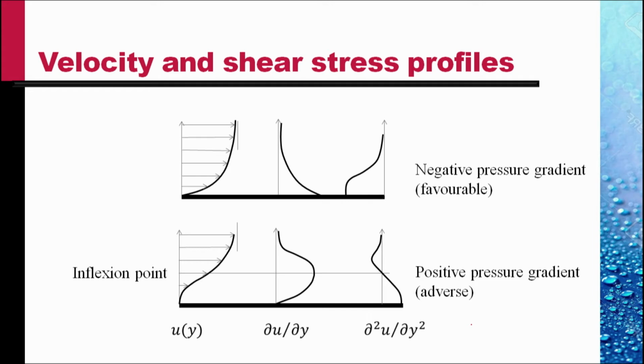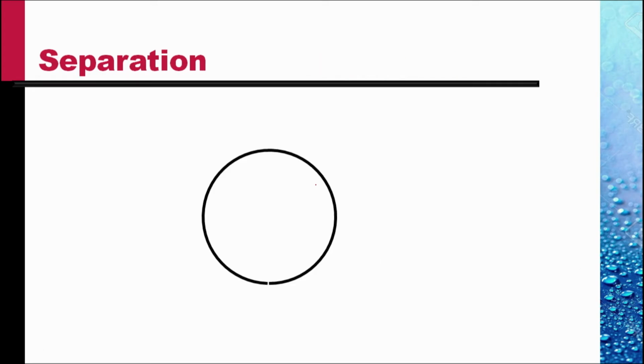The shear stress here becomes 0 because du by dy is 0. In this case, du by dy is positive. There is positive shear stress. Separation occurs wherever there is an adverse pressure gradient.